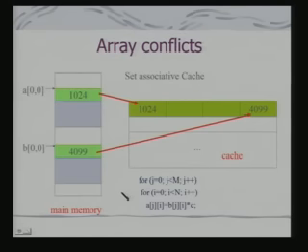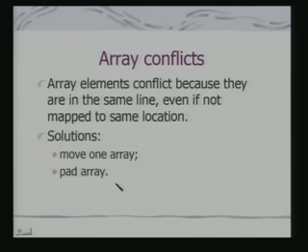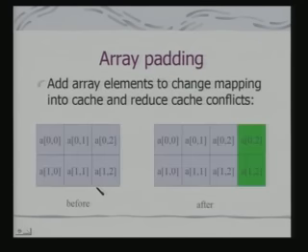So, the other option is what we call padding. You pad an array. That means you add additional elements to an array. So, the solutions for this kind of conflict are to move one array or pad an array. Let us see what we really mean by padding an array. This we shall look at with an example of a two-dimensional array A00.